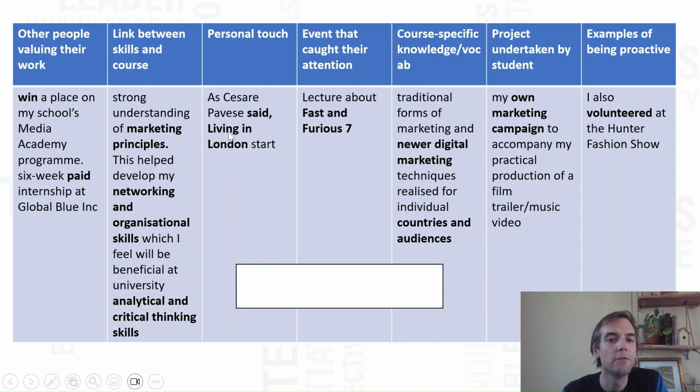The personal touch, well, finishing with a quote that means something to you, talking about where they live at the start, which has influenced their decision to study this course. The event was a lecture. The course-specific knowledge about marketing, digital marketing, knowing how it's different in different countries. I think, yeah, that seems plausible to me. It seems like something that would be important in marketing. There's their own marketing campaign, very impressive. And volunteering at a fashion show. Volunteering is being proactive. So that's one nice example of a personal statement.